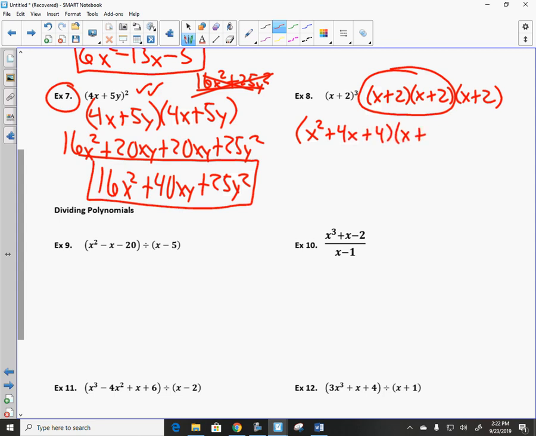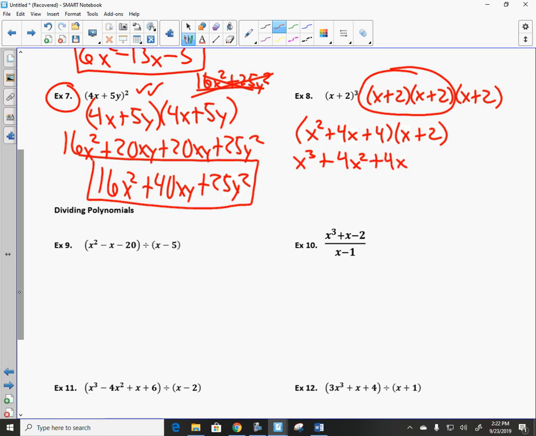So now I've already completed the first step. So now we just multiply those together. X squared times x is x cubed. 4x times x is 4x squared. And 4 times x is 4x.